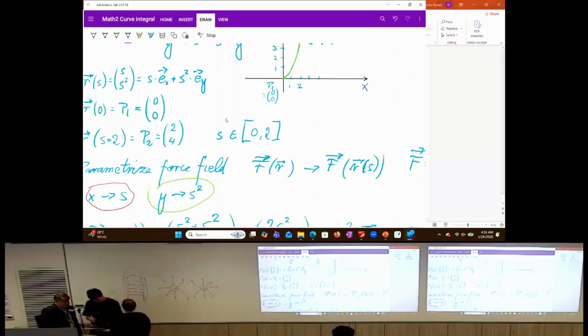Where do you get this? See, you have here, you just multiply it. You have s squared times 1 gives you this one. x times ex becomes 1. And this one here becomes s times 2s and s squared times 2.